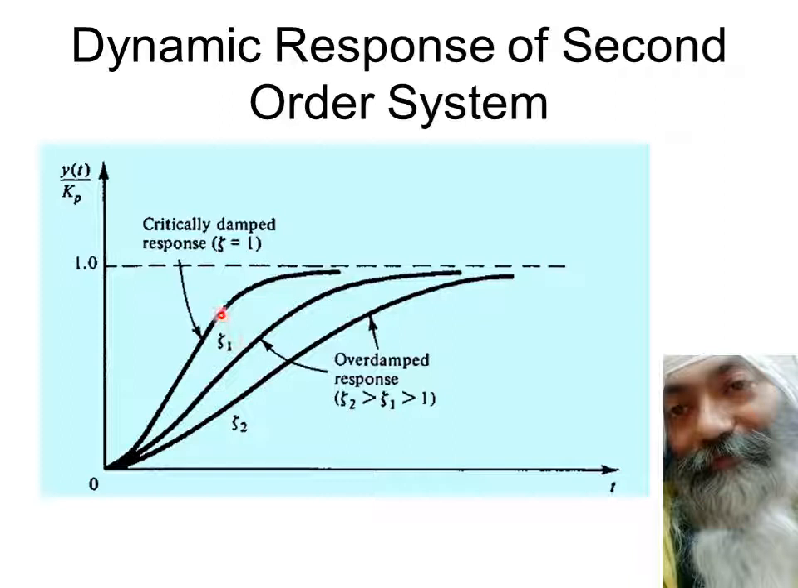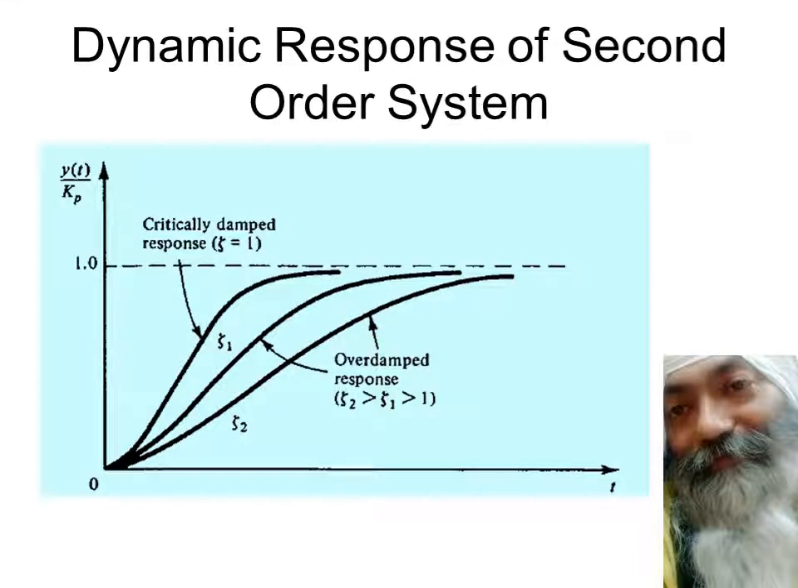The moment this damping factor becomes less than 1, from 1 to 0.9, you will see that it will start oscillating, going up and down around this point. So this critically damped response is the fastest without oscillation. If you increase the value of zeta, the damping factor, it becomes more and more sluggish. This is what we see.